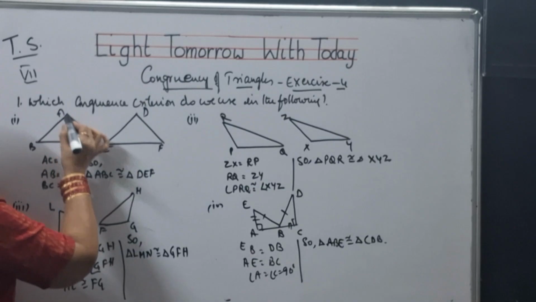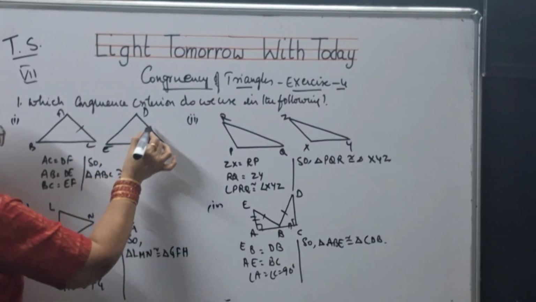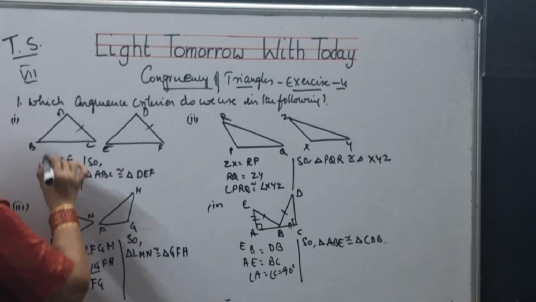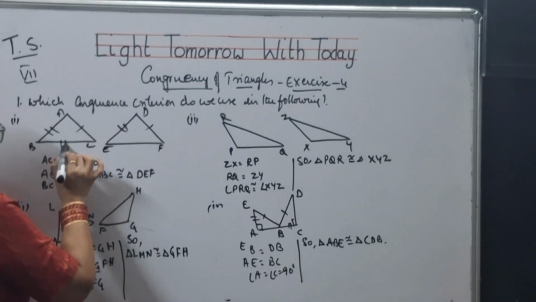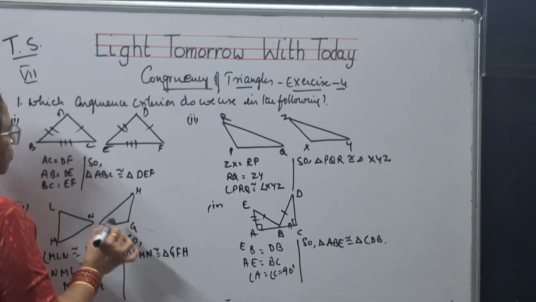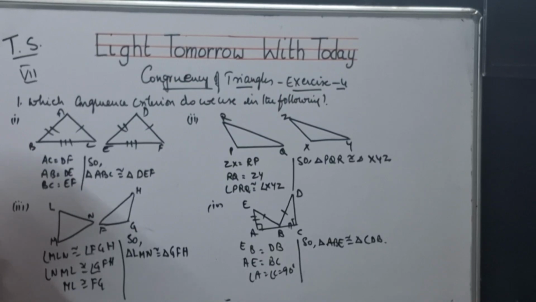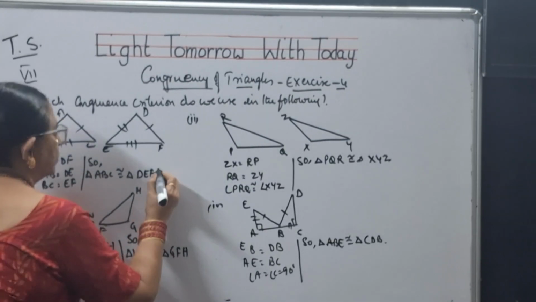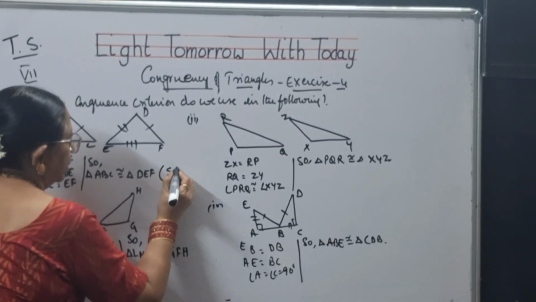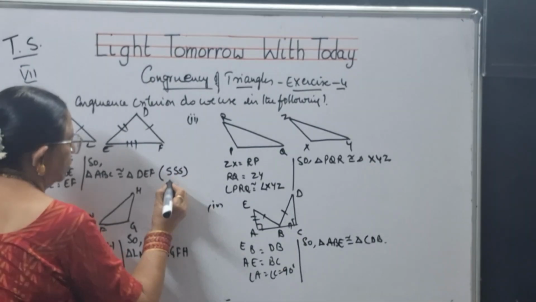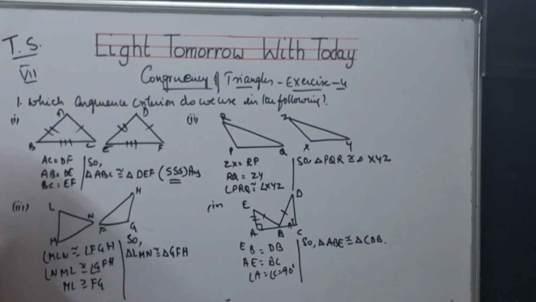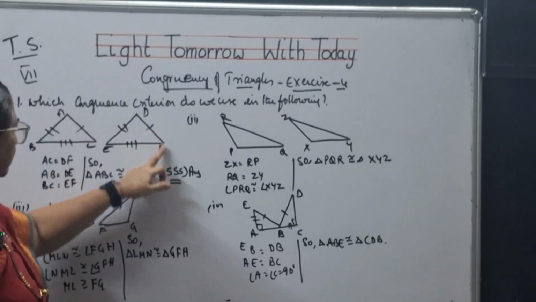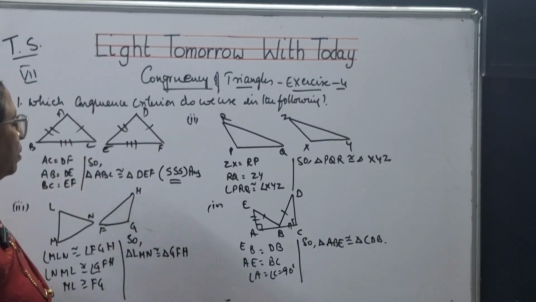They are saying that AC is equal to DF and AB is equal to DE and BC is equal to EF. So triangle ABC is congruent to triangle DEF. So what is the property here, children? Side property. This is the answer. Basing on side property, you can say that these two triangles are congruent.